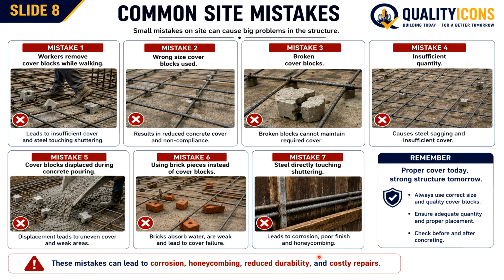For example, during slab concreting, the concrete pump hose is dragged across reinforcement. Several cover blocks shift from their positions. Nobody notices. After deshuttering, reinforcement becomes visible at several locations. Now expensive repair work becomes unavoidable. Five minutes of careful inspection before concreting could have prevented this problem. These mistakes can lead to corrosion, honeycombing, reduced durability, and costly repairs.